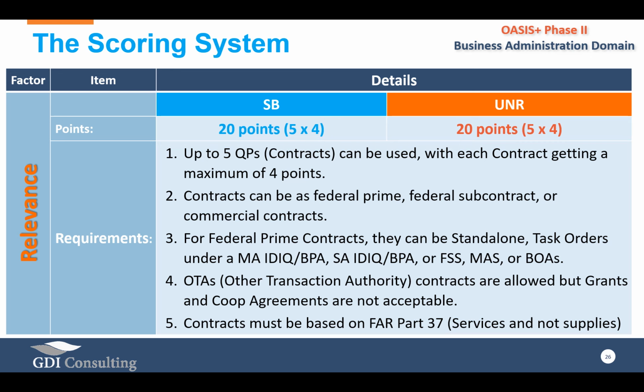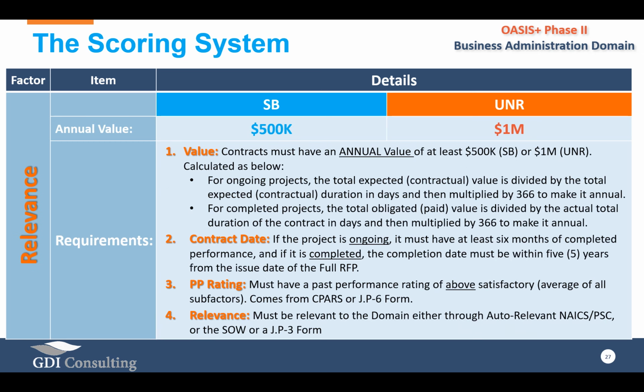And finally, all the contracts must be based on FAR Part 37 services, meaning that you can't use a contract in which you provided equipment to the government. So supplies contracts are not acceptable. Now, having said what type of contracts are acceptable, let's look at the 4 main requirements for these 5 contracts that you bring to the table.